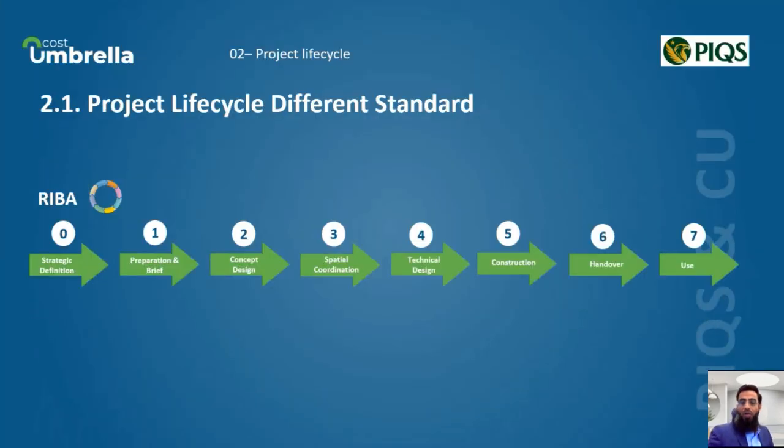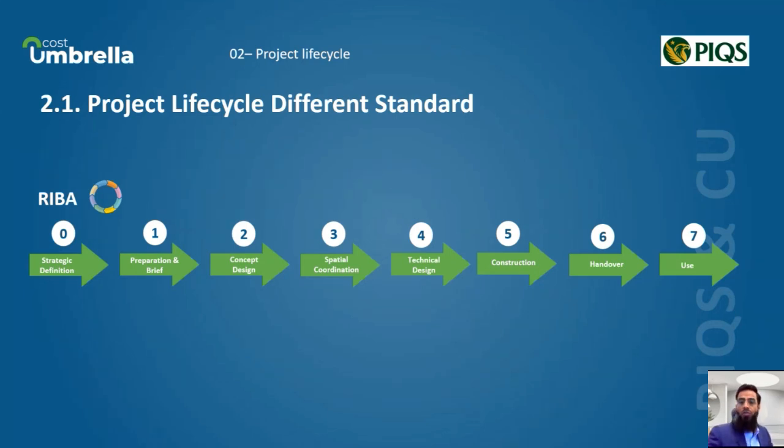The RIBA Plan of Work is a framework by the Royal Institute of British Architects to manage building projects from briefing to operation. The 2020 version, which is the latest, includes 8 stages starting from 0 to 7, each with specific purpose and deliverable. Stage 0 is strategic definition, where we assess project feasibility and define the client's business case. Stage 1 is preparation and briefing, where we develop the project brief and assemble the team.